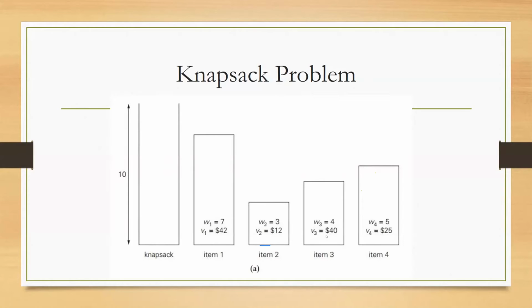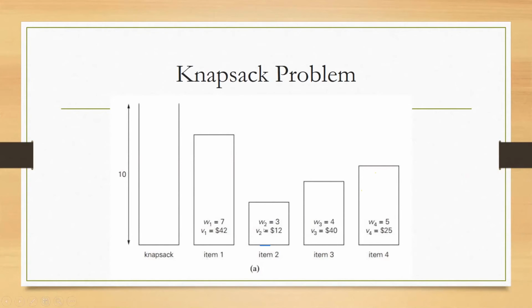I'll take one more example. We can put item 3 and item 4. Item 3 is 4 kgs, item 4 is 5 kgs. Total it becomes 9 kgs. So 9 kgs can be fit in the 10 kg knapsack, and the total profit is 40 plus 25, 40 from item 3 and 25 from item 4. So the total is 65. So totally 65 profit I will get from item 3 and item 4. That means we have got a combination of item 3 and item 4 which gives us the maximum profit. So this is the problem.